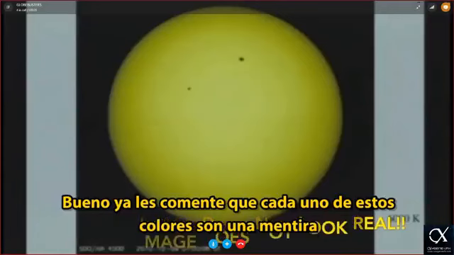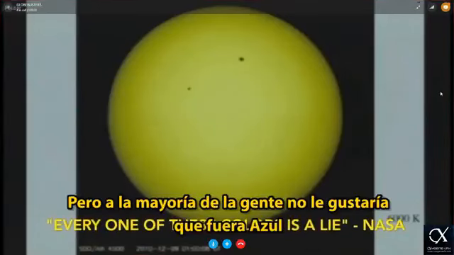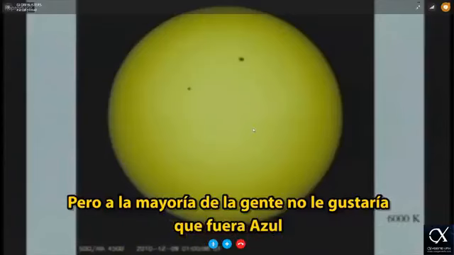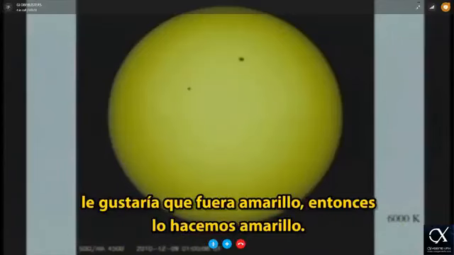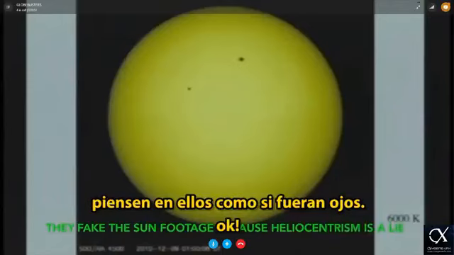Now, I told you every one of these colors is a lie. That should be blue. And in fact, here you can start to see the manipulation because the sun always shows us 2, 3, 4 spots, no more. So how can we have in real life 4 spots and then, well, you're going to see. Most people would not like that to be blue. They want it to be yellow, so it's been made yellow. Okay, that's 6,000 Kelvin. You can see a couple of sunspots.